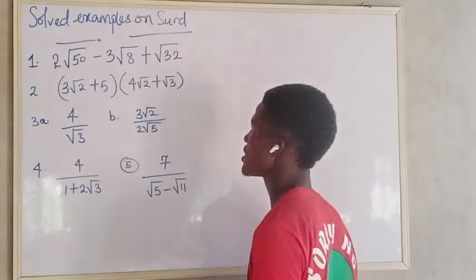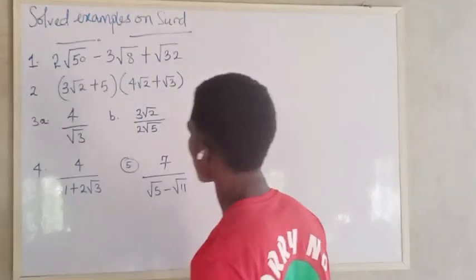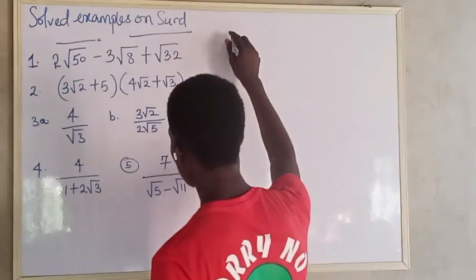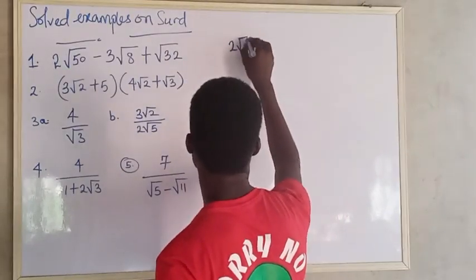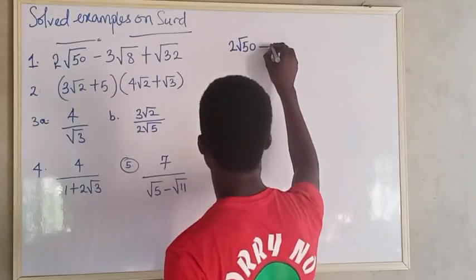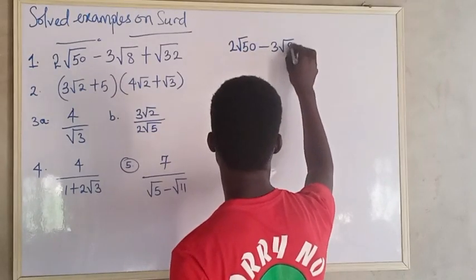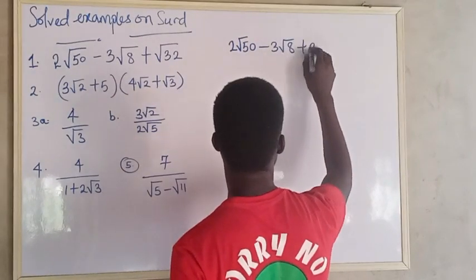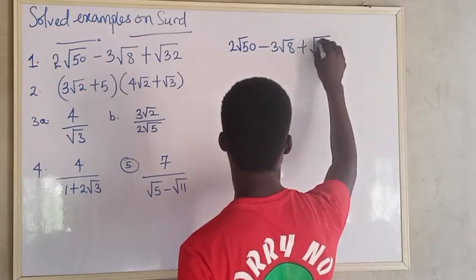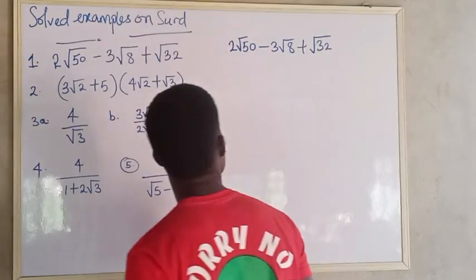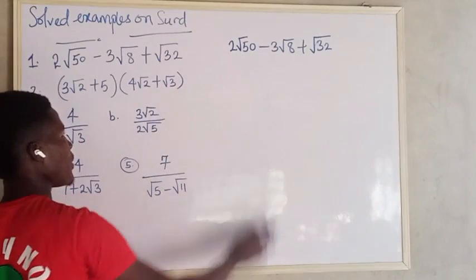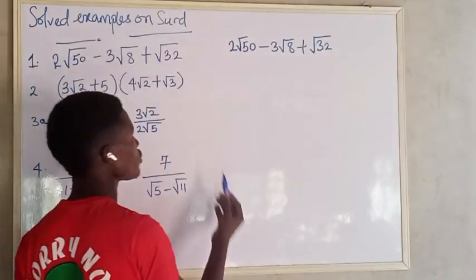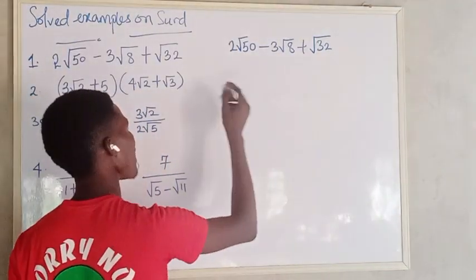Alright, so to the first example, we have 2 root 50 minus 3 root 8 plus root 32. Alright, so now I need to simplify this. Now the first thing you need to do is to put them in similar surds.